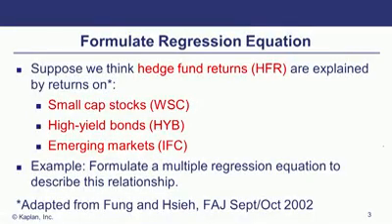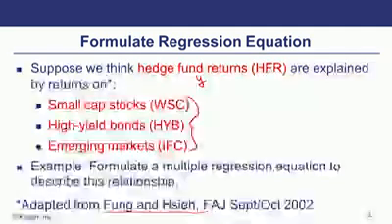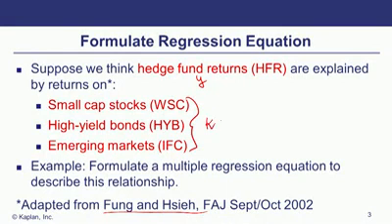So here's a concrete example. This is in fact a study performed by two hedge fund researchers, Fung and Xie, in 2002, whereby they regressed hedge fund returns, which is our dependent variable, against three independent variables. And you may remember that our notation for number of independent variables is k, so k is equal to 3. So the three independent variables here are small cap stocks, high yield bonds and emerging markets.